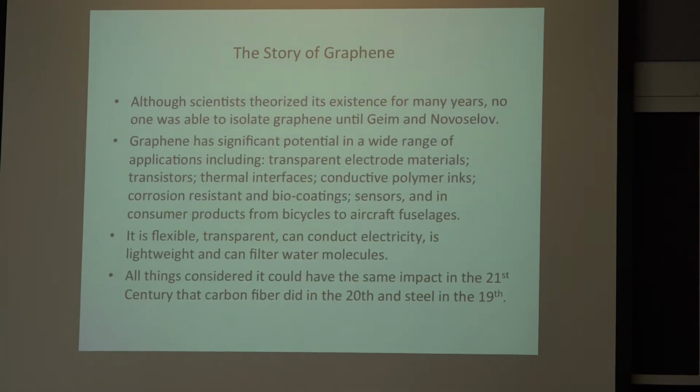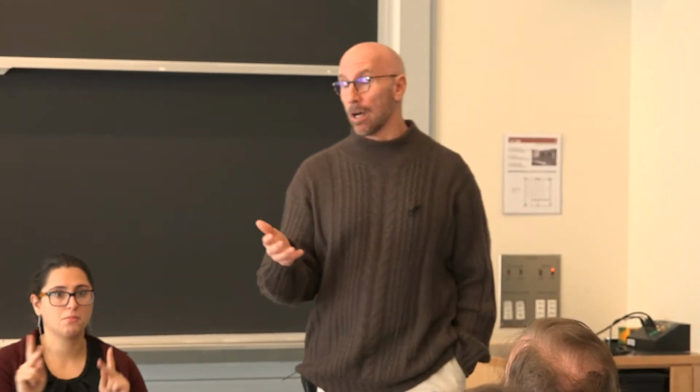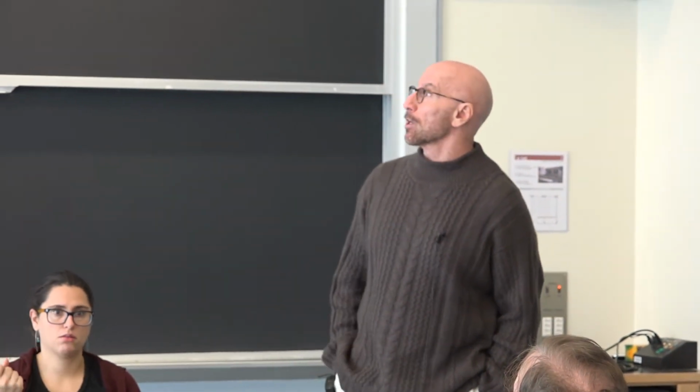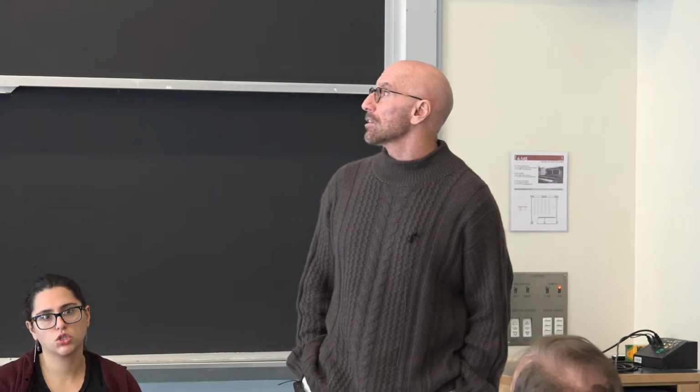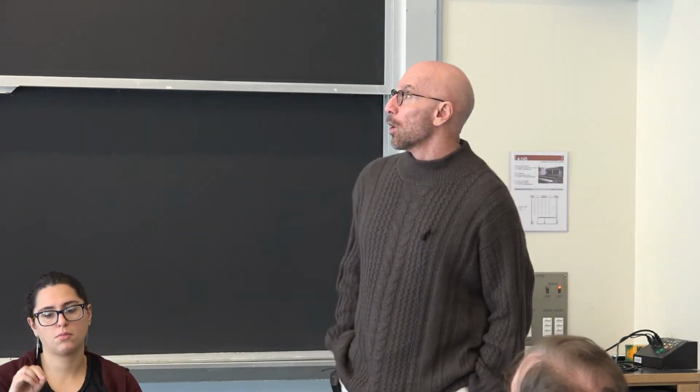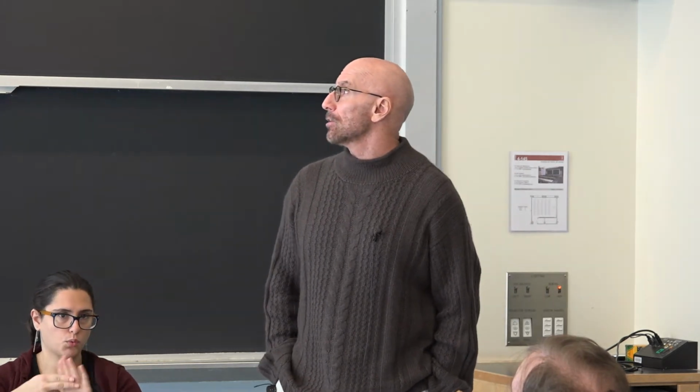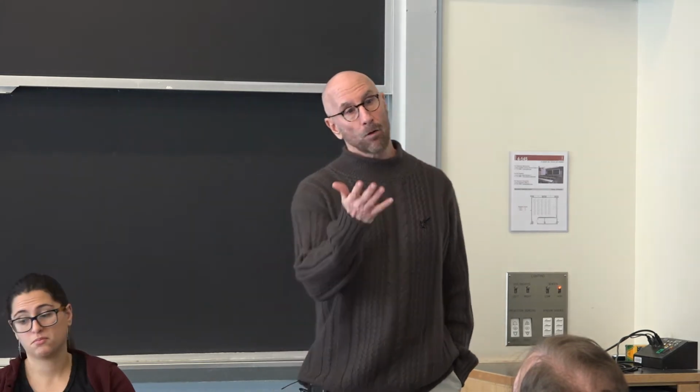And although scientists theorized its existence for many years, the first researchers that were able to isolate graphene were these folks at the University of Manchester and microelectronics in Russia. And so it actually represented an intersection of both material science and physics. And their research proved what had been hypothesized for many years. And people were after this because graphene has tremendous potential in a lot of commercial applications, including transparent electrode materials, transistors, thermal interfaces, conductive polymer links, corrosion resistant and biocoatings, sensors and consumer products from bicycles to aircraft fuselages.